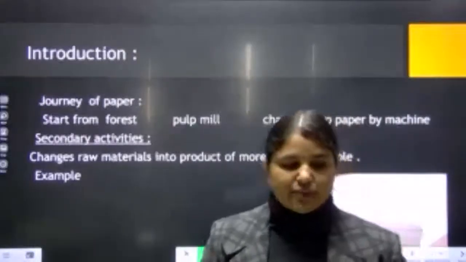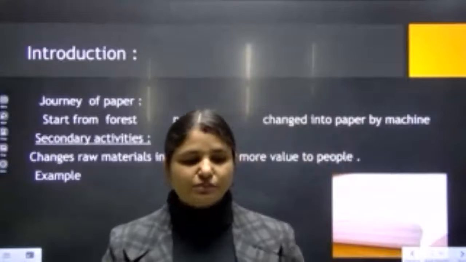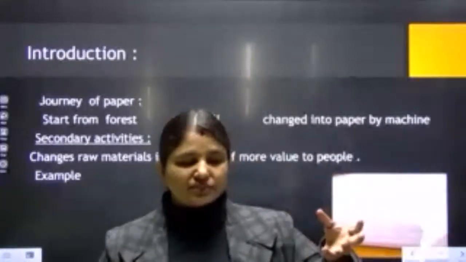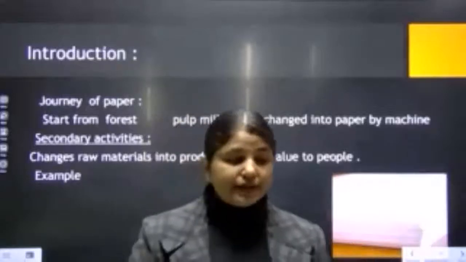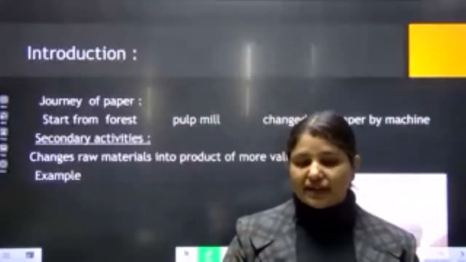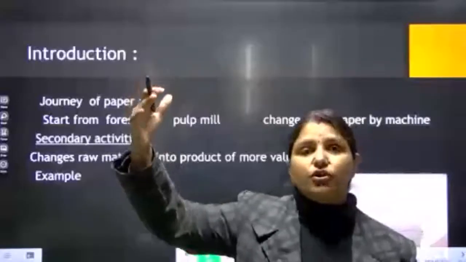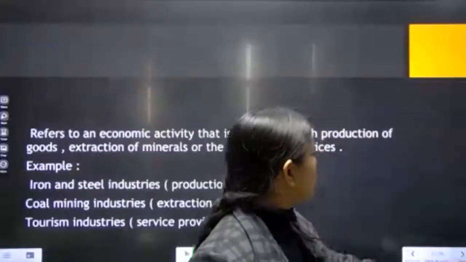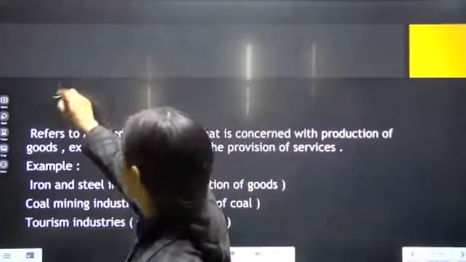Biscuits, definitely biscuits. You see, 20, 30 rupee packets of very costly biscuits are coming. And what are they made from? They are made from wheat only. But industries are the places where they manufacture the products, and there the product's value increases.